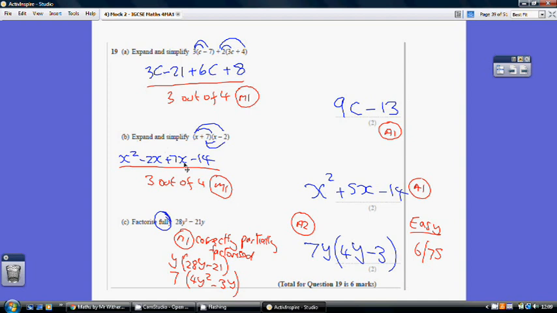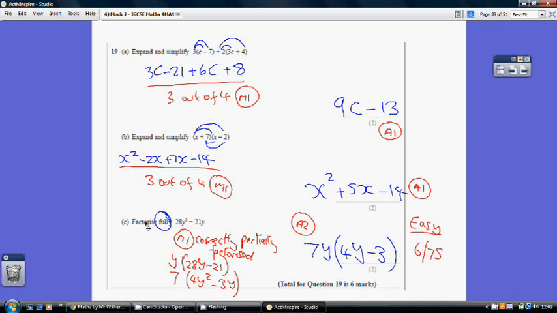So we've expanded, simplify this, we've got to gather the like terms. Well, the only like terms are the x's in the middle. Those are the only bits that we can gather together. So our final answer is x squared plus 5x, that's minus 2x plus 7x, and then minus 14.